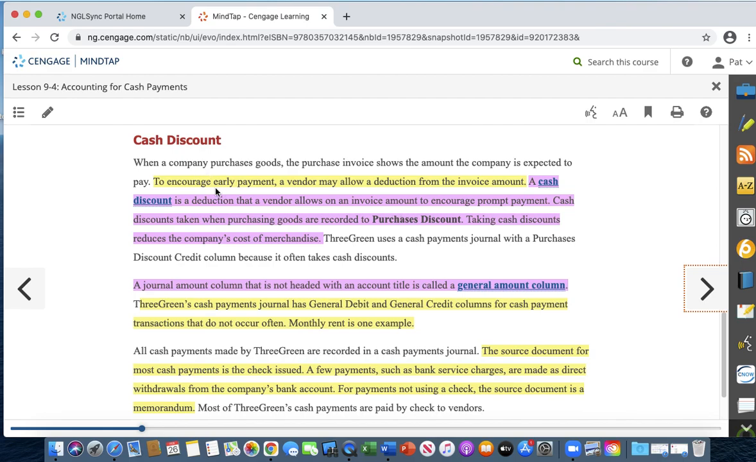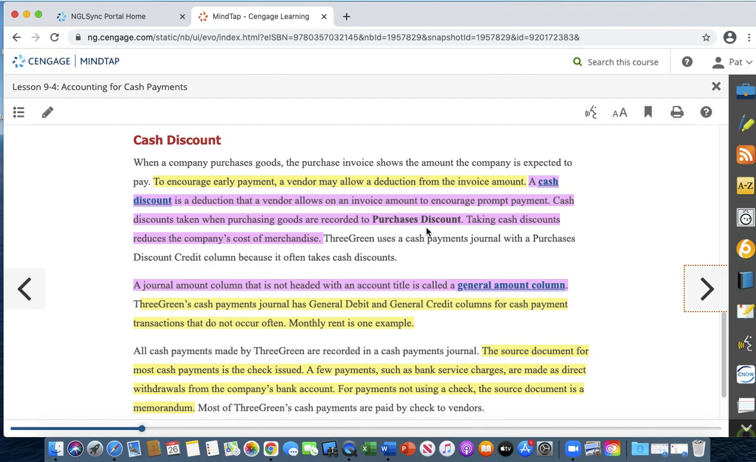All right, when we're dealing with cash discounts, why people do it is to encourage early payment. They might offer it to us. A cash discount is a deduction from the invoice amount that the vendor gave us. Cash discounts, when we're purchasing goods, are called purchases discounts, because it reduces the cost of the merchandise when we purchase it.